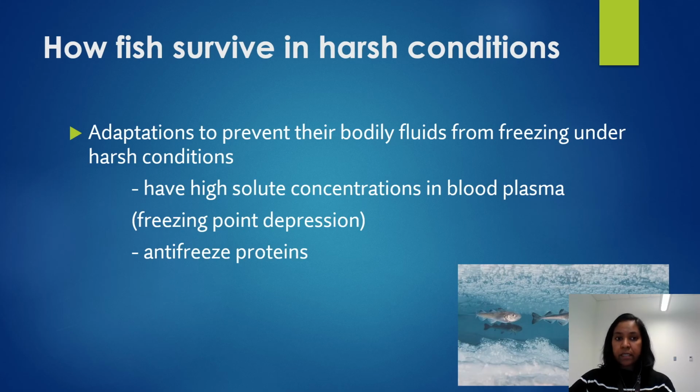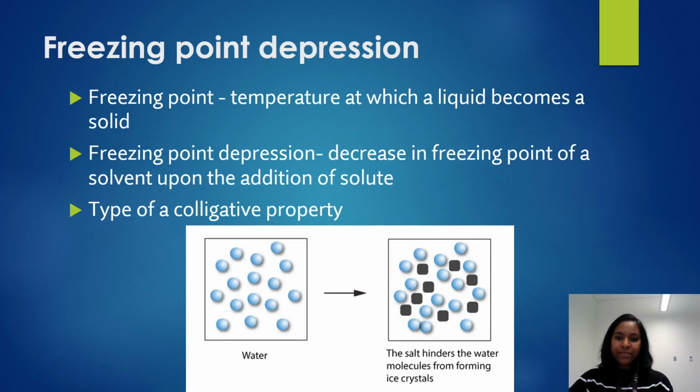Another adaptation is freezing point depression. Let's see what freezing point depression is. Before going to freezing point depression, we have to think about what the freezing point is. I think many of you have heard of freezing point. It is the temperature at which a liquid becomes a solid. When we add a solute to a solvent, it decreases the freezing point of the solvent. So that is called freezing point depression.